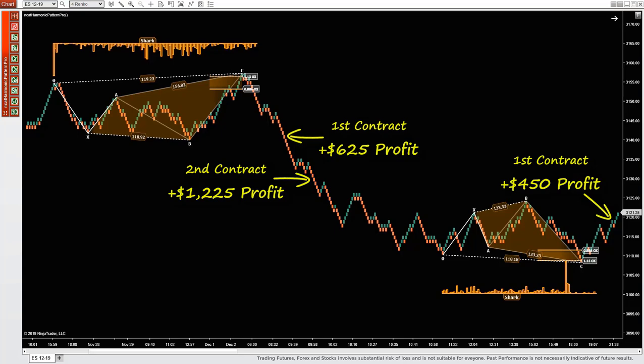So between these two shark patterns, that's over $2,300 in profits from single contract trades in just a few hours. You can really see how much faster and easier the automated harmonic patterns make day trading futures, can't you?